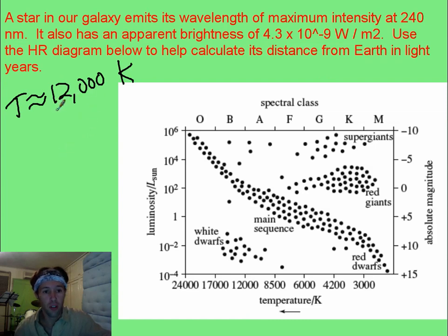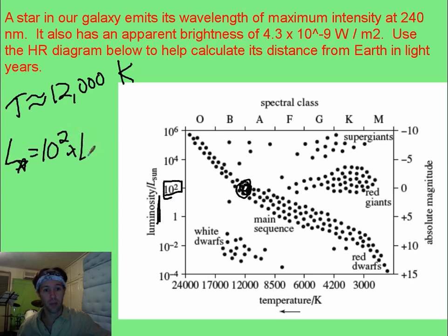So now that we know the temperature is about 12,000 Kelvin, that's going to be an estimate, which gives us a lot of uncertainty. You then have even more uncertainty because now you're just going to estimate its luminosity from this diagram. Somewhere around in here is 12,000 Kelvin, and its luminosity is going to be something like this. So we know the luminosity of this star is about 10 to the second, or 100 times bigger than the luminosity of the sun.